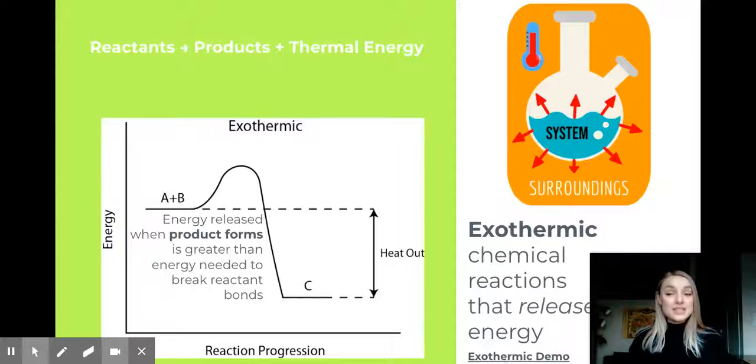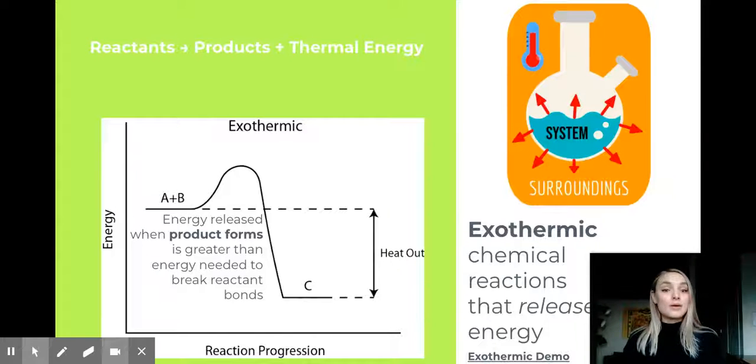So in this case, if we look up on the upper left side of the screen where it says reactants yields products plus thermal energy, that means that when our reaction happens, the energy released when the bonds form in the products is greater than the energy needed to break the bonds in the reactants. So we're going to have thermal energy be a product.